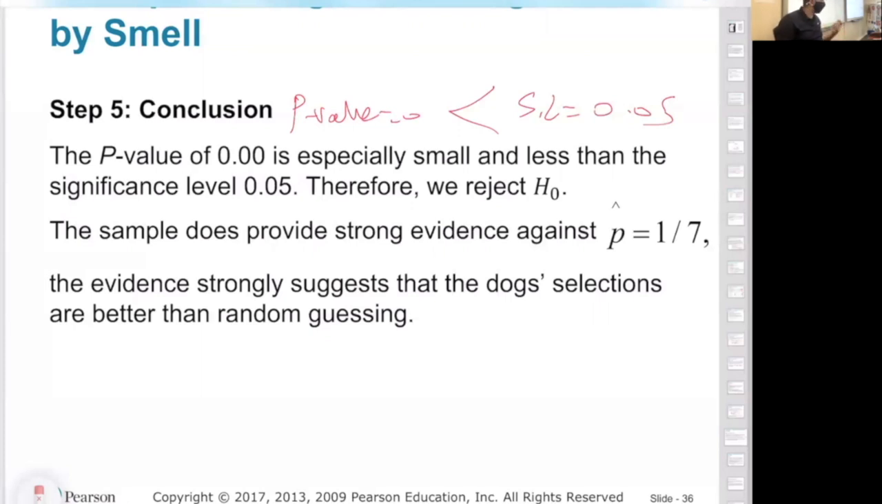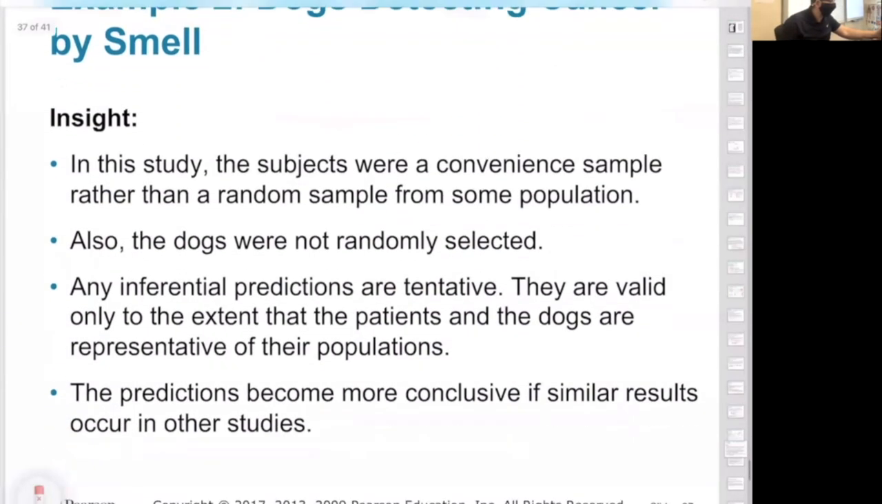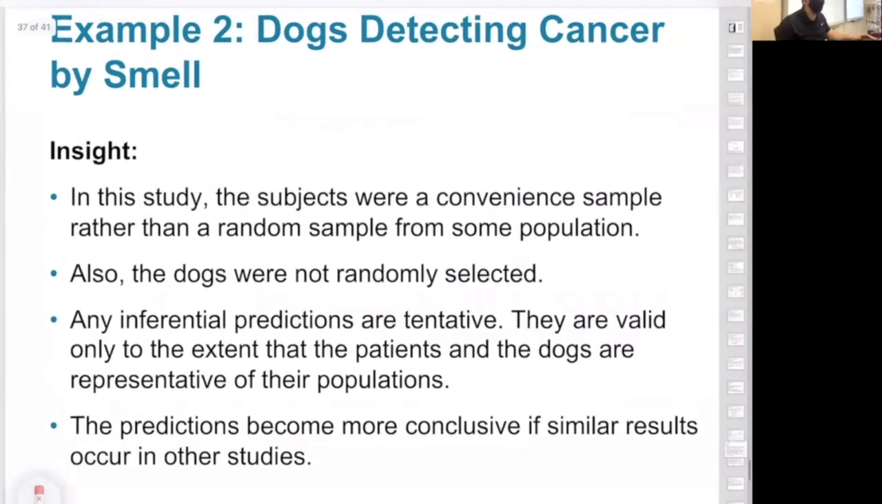Okay? Of course, this doesn't make sense, right? There is no something like that. Okay? So because of that, we have this insight. First of all, the sample here is not a random sample, actually. It's a convenience sample.